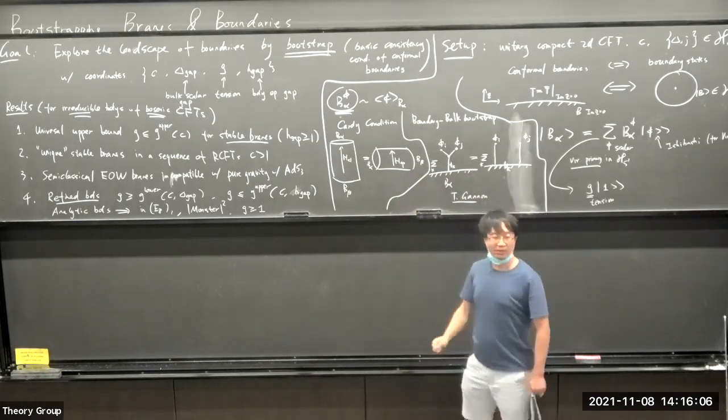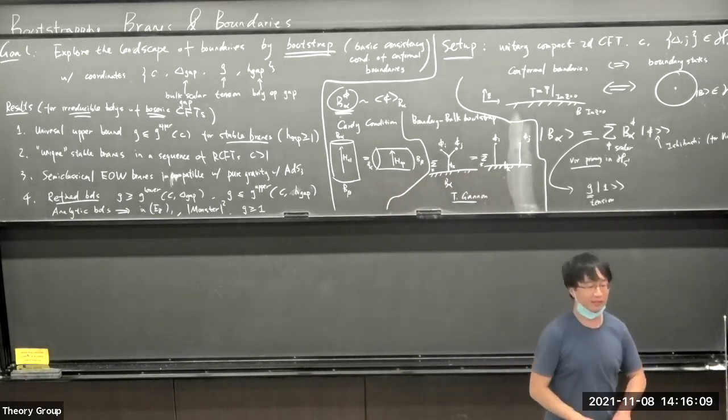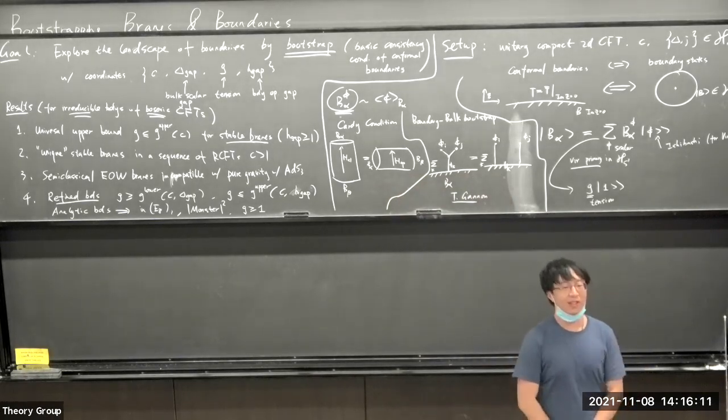Generally, can't I get the non-diagonal theories from the diagonal ones by doing an orbifold? So, very good question.